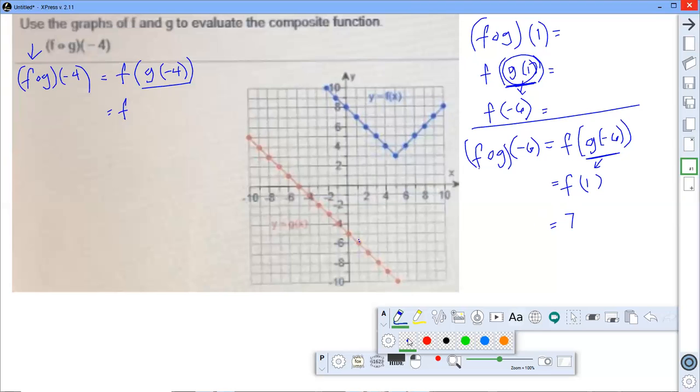Okay, let's try another one. Let's do the opposite of that. Let's see if we can find it.